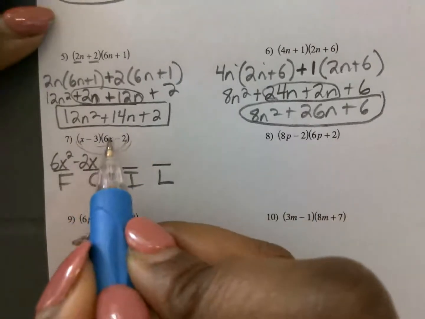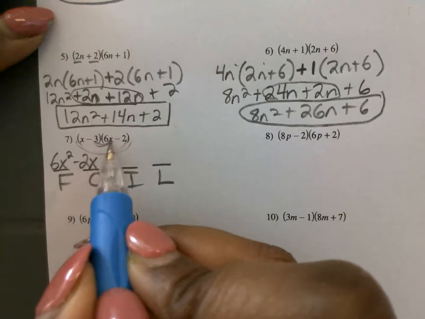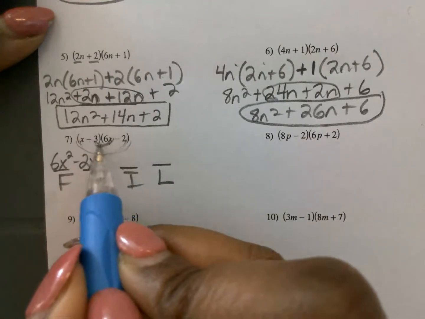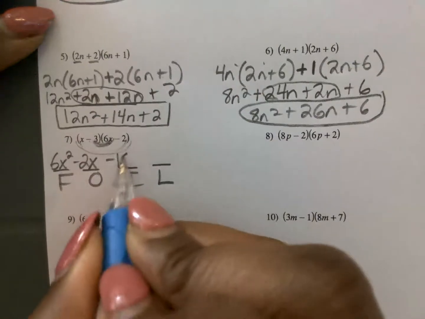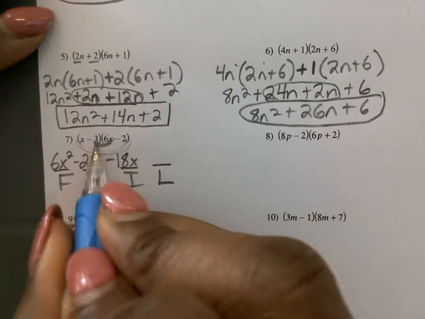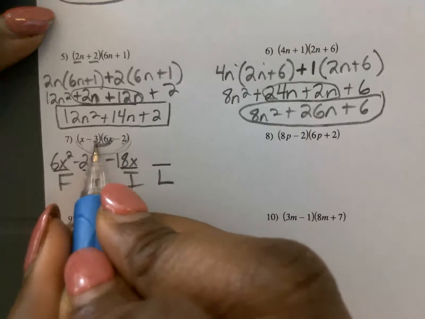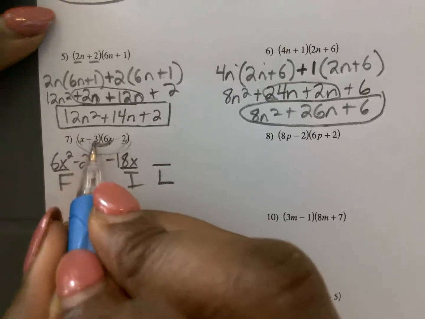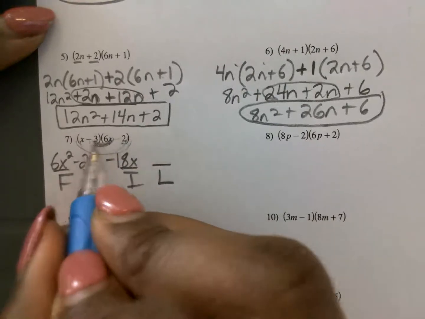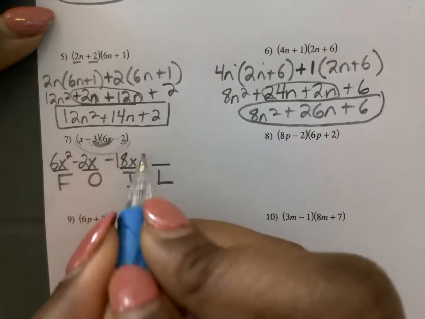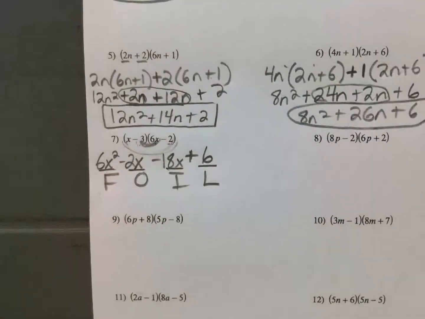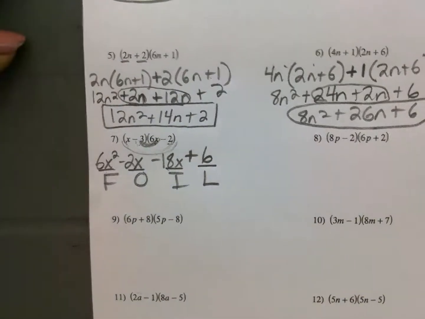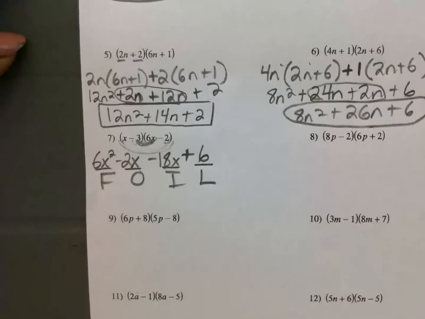Inner is the ones in the middle. These 2 terms in the middle. What's negative 3 times 6x? Negative 18x. And last are the 2 last numbers on the end of the parentheses. What's negative 6 times negative 2? Positive 6. All right, so now, what?